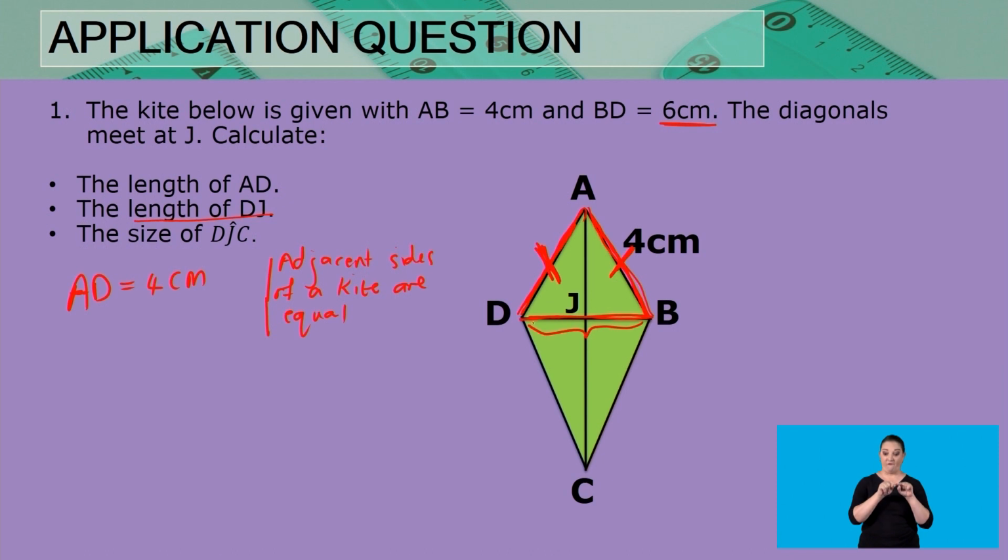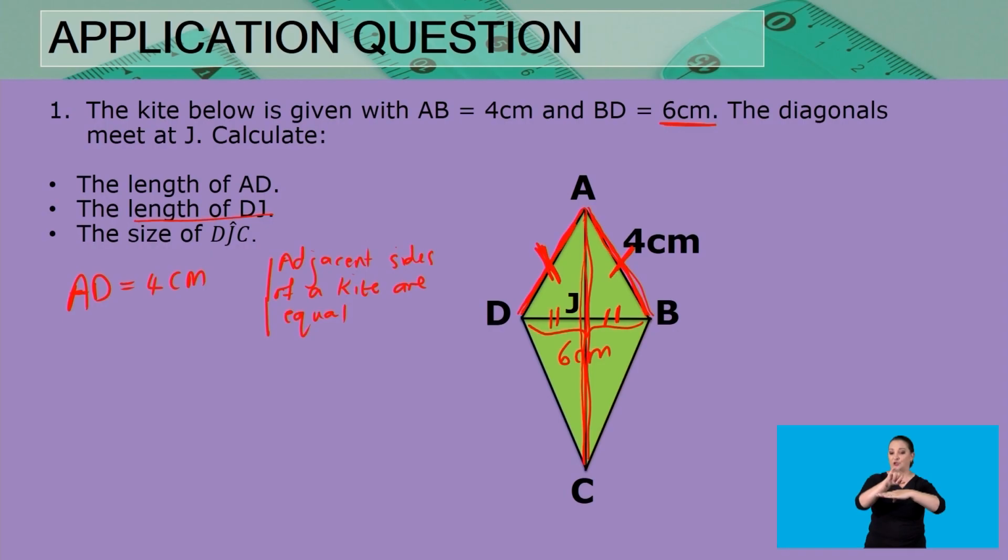Now if that whole length is 6 centimeters, what do we remember about the diagonals of a kite? We know that the diagonal that is the axis of symmetry, in this case, that is AC. So AC is the axis of symmetry for this kite. And that diagonal that is the axis of symmetry will bisect the other diagonal. So in this case, AC is bisecting DB, which means that DJ is equals to BJ or JB.